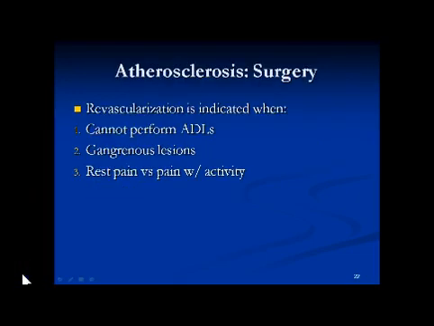Okay, so here's where we're going to determine if revascularization is indicated for your patient. So three things: they cannot perform ADLs because of pain, because for whatever reason they cannot move, their mobility is limited. Clearly, gangrenous lesions are saying your patient has necrosis and no blood flow. And then when they get to the point where they have rest pain versus pain with activity, that is an acute occlusion. Just as if your patient was having cardiac chest pain at rest, that is acute and needs to be revascularized right away.